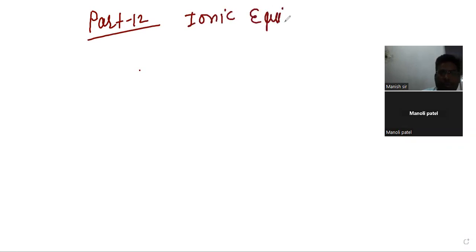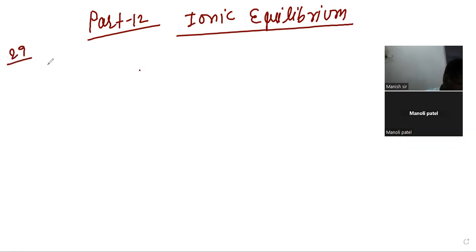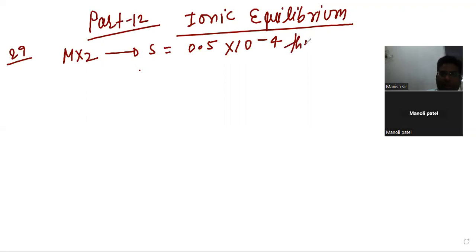Let's see part 12 of ionic equilibrium. Question number 29: the solubility of MX2, an electrolyte of this type, is given in mole per liter. Its S value is given as 0.5 × 10^-4. Then find the solubility product, that is, the Ksp value.